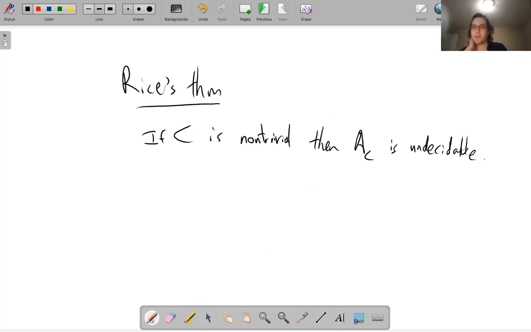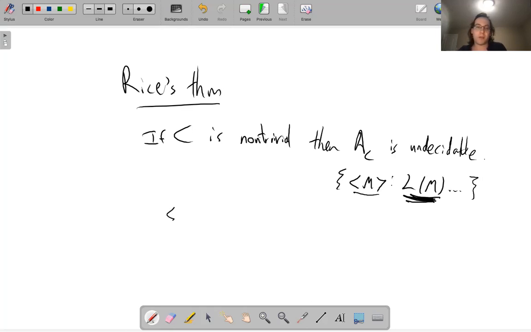And remember, this only applies if you're asking a question about the language of a Turing machine. AC has the form: description of a Turing machine such that the language of the Turing machine is in the class C. Okay, but C can be anything. So it's talking about the language of the machine, not about other properties of the description of the machine, like the description length of the machine or how many states. So AC only cares about the language of the machine.